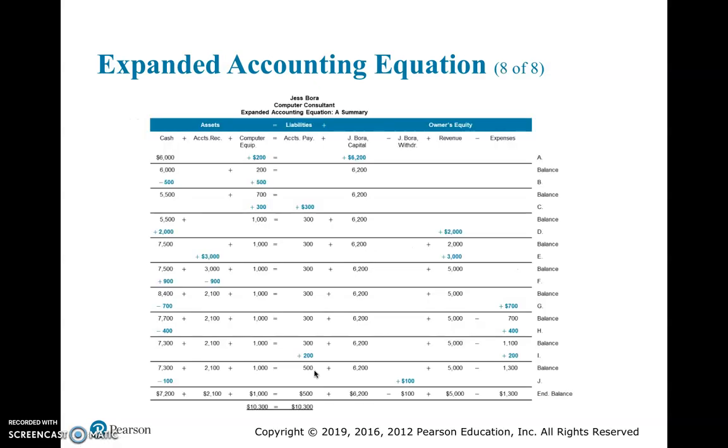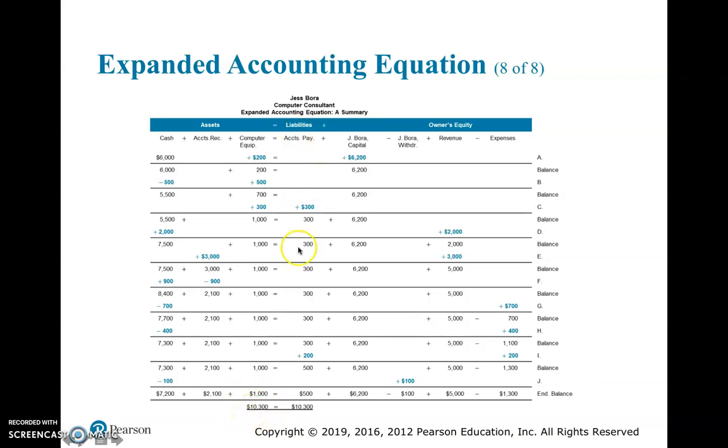Now, after all transactions are analyzed, you will see that we have a summary of all transactions and their effect on the expanded accounting equation. If you look at the assets, we have 3 different types of assets in this company, and we have to keep track of each asset in a separate column at the end of the month. The cash is $7,200. We have accounts receivable, which is what the customer still owes us, $2,100, and total equipment of $1,000. If you add all these 3 items together, total assets are $10,300.